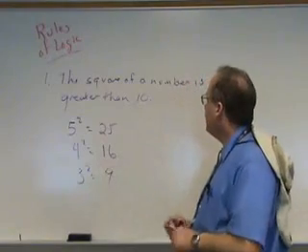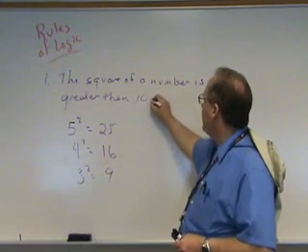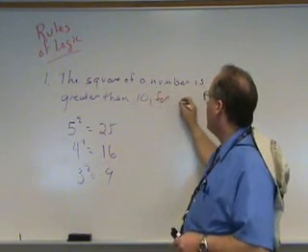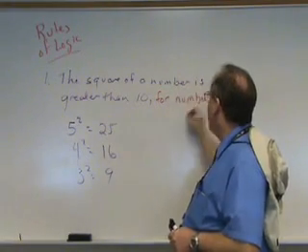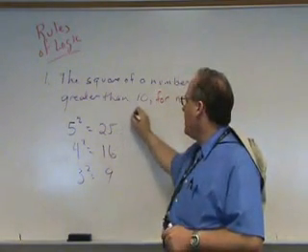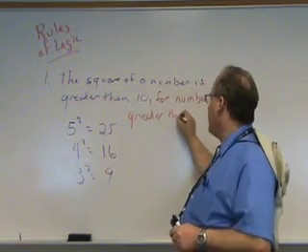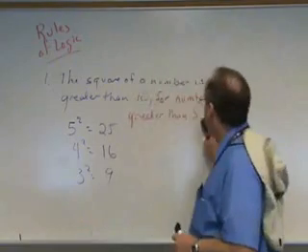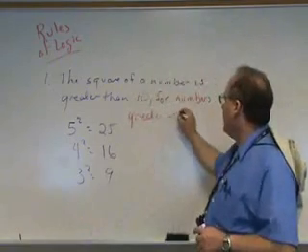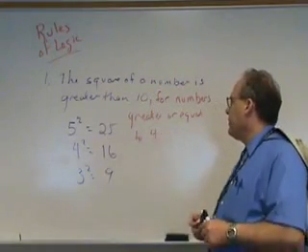for a statement to have a singular truth value, we might need to say "is greater than 10" for numbers that are greater than 3, or greater than, let's say, or equal to 4.